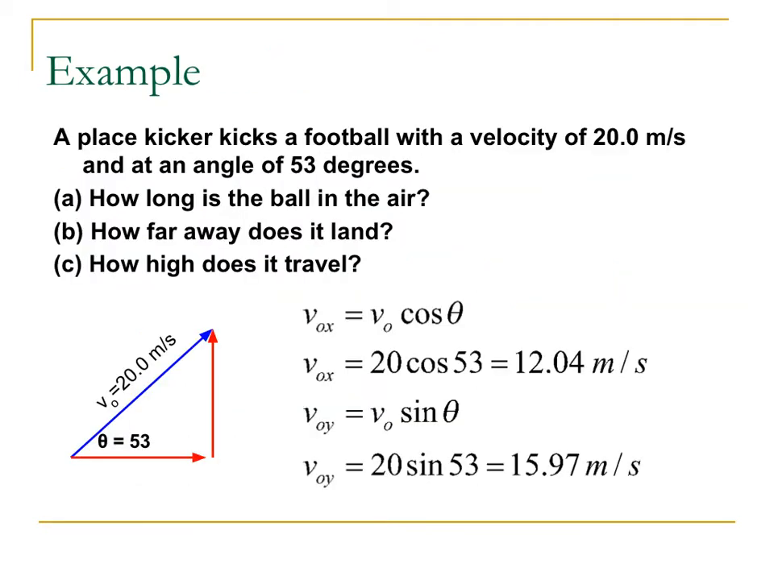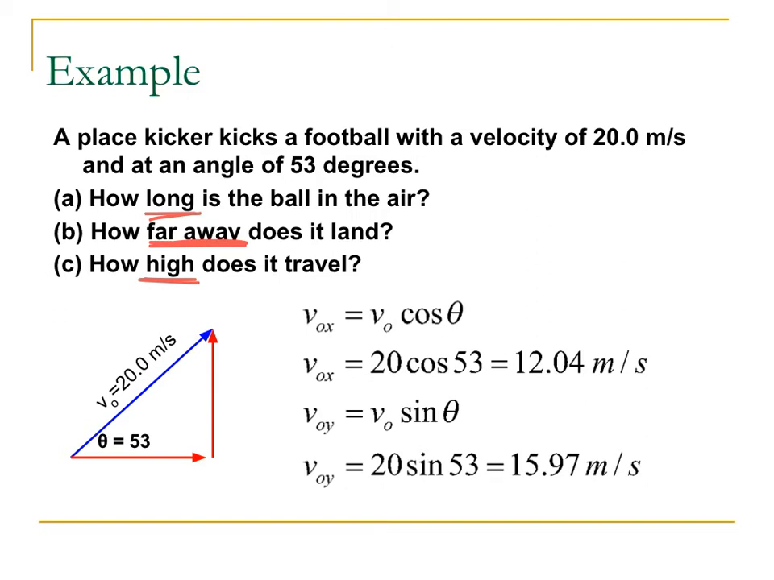So now let's actually solve this all the way out. This is a really good example to come back to when we start solving these all the way out in class. So a place kicker kicks a football with a velocity of 20 meters per second at an angle of 53 degrees. How long is the ball in the air? How far away does it land? And how high does it travel? I'm going to solve each of these parts.